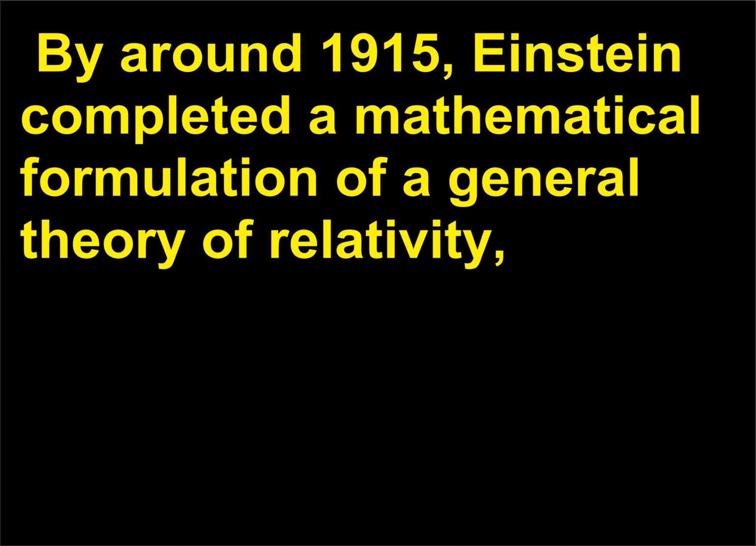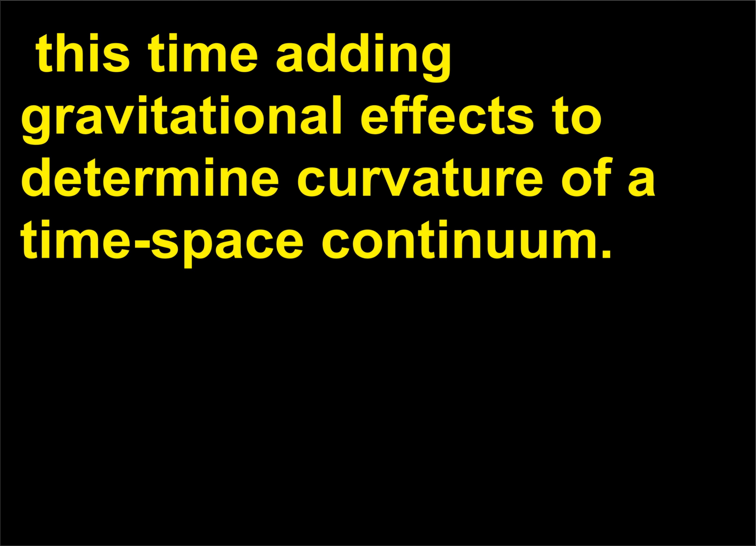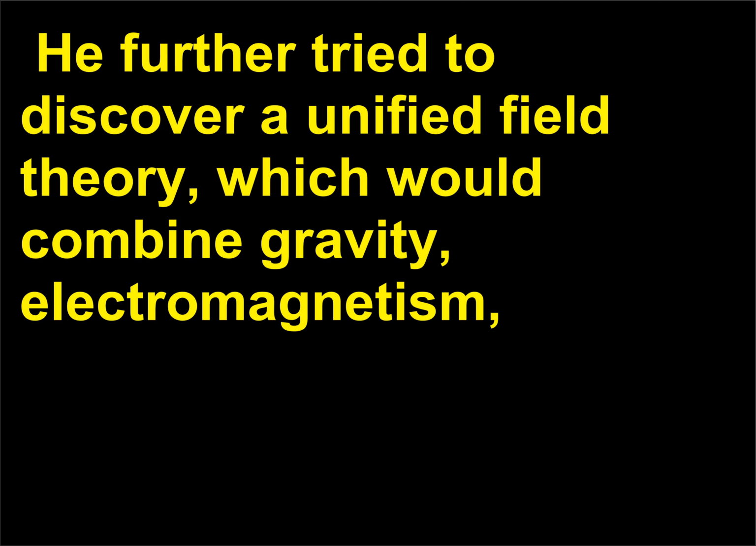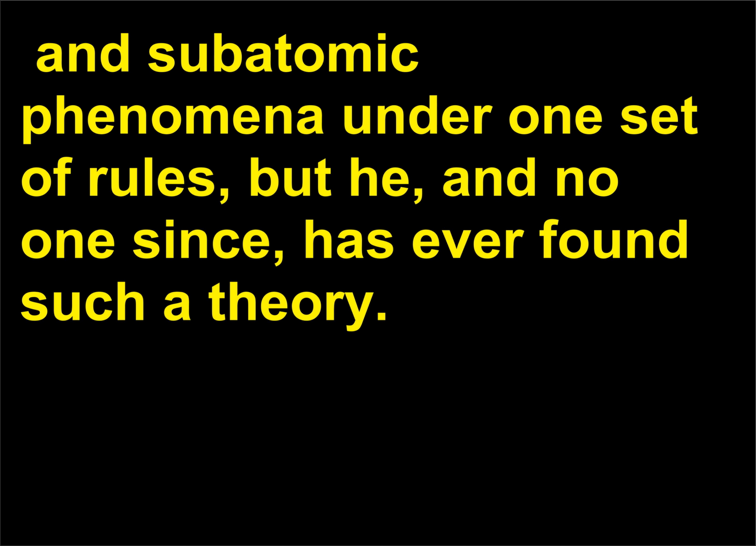By around 1915, Einstein completed a mathematical formulation of a general theory of relativity, this time adding gravitational effects to determine curvature of a time-space continuum. He further tried to discover a unified field theory, which would combine gravity, electromagnetism, and subatomic phenomena under one set of rules, but he, and no one since, has ever found such a theory. For more about Albert Einstein, see History of Math.